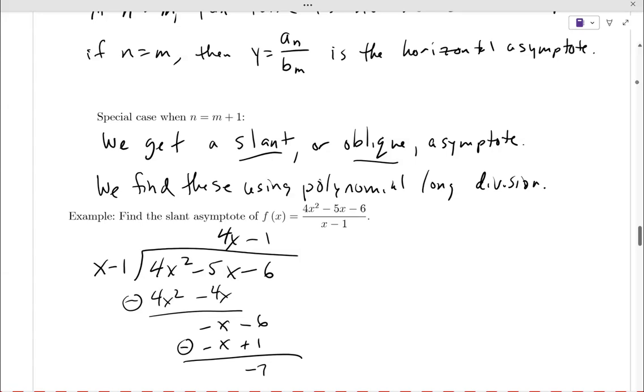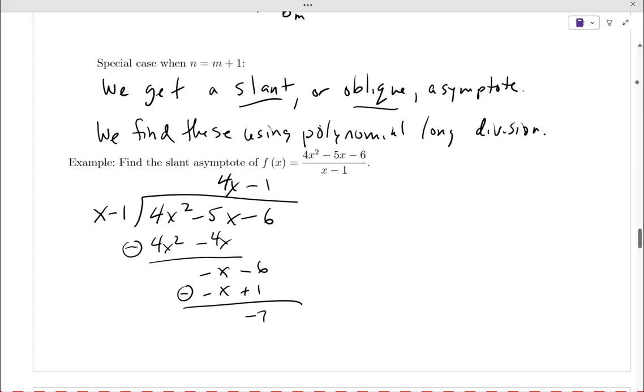The degree of what we're left with is less than the degree of what we divided by. So remember the way we can write this now, and you just did this on your test, right? It's quotient plus, I'll write it as a plus, remainder over what you divided by, right? That's how we wrote it.